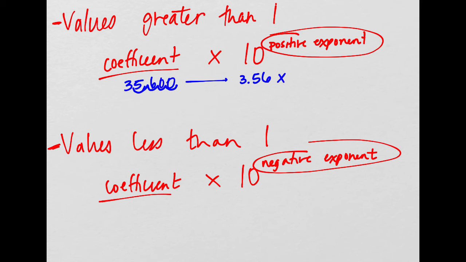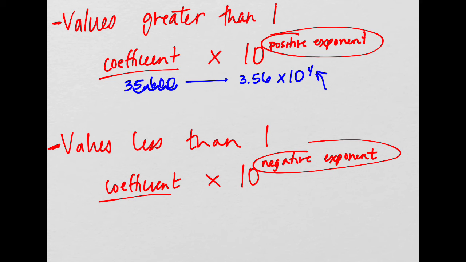So we have 3.56 times 10. How do I know if it's negative or positive? Well, this value is greater than 1. Therefore, that means we must have a, what did I say it was? 1, 2, 3, 4? Positive 4. Not negative, positive 4 up there.